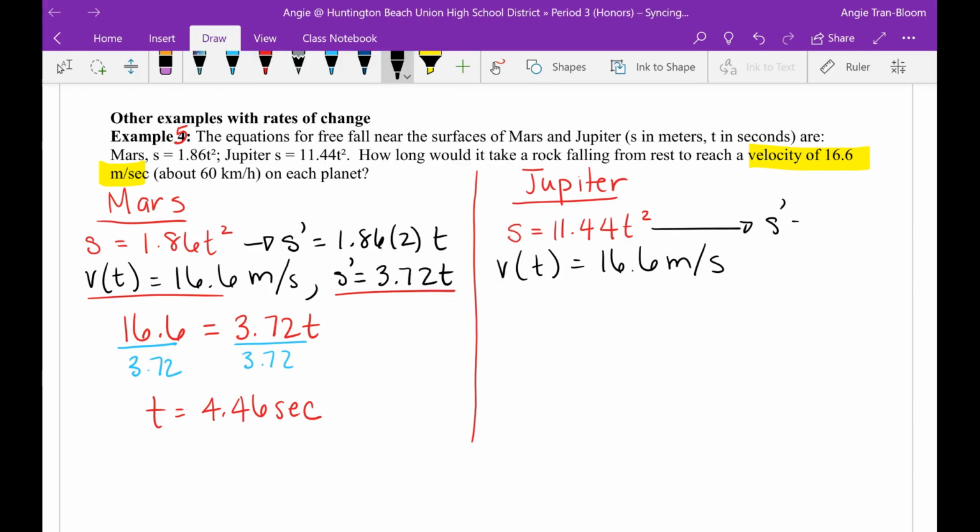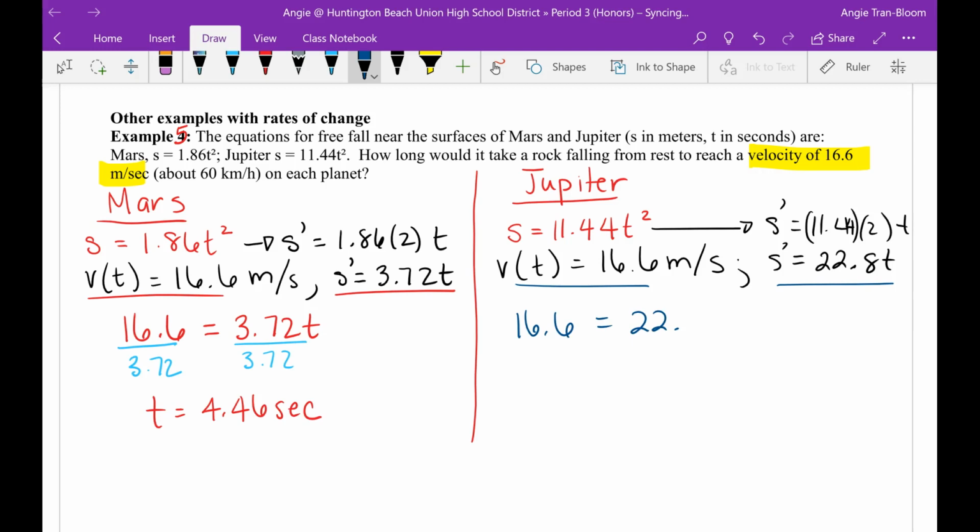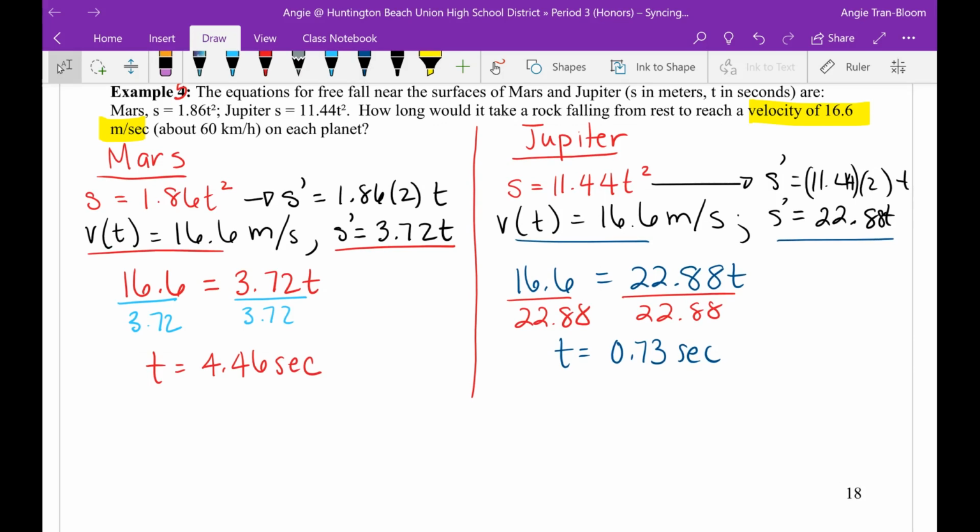S prime is 11.44 times 2t, so S prime equals 22.88 t. I now set these two equal to one another: 16.6 equals 22.88 times t. Divide both sides by 22.88. So t comes out to be 0.73 seconds. It looks like on Jupiter the rock reaches a velocity of 16.6 meters per second a lot faster than on Mars.